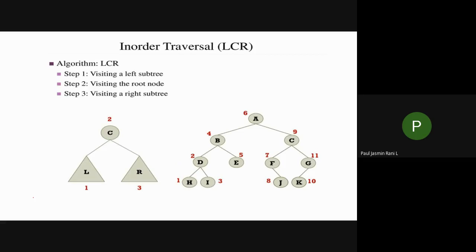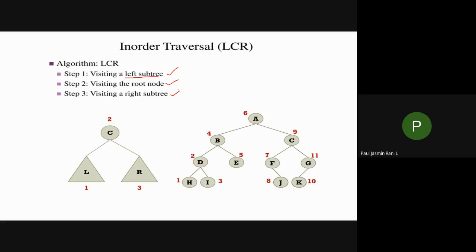For in-order traversal, I am going to take this example. If I take this algorithm, you are going to use only 3 steps. In your 3 steps, first you have to visit your left subtree. Remember this: it's not the left child, it is the left subtree. First, you have to visit the left subtree. Next, you have to visit the root node. Then only you give preference to the right subtree.